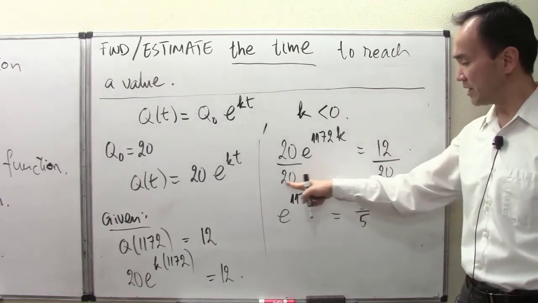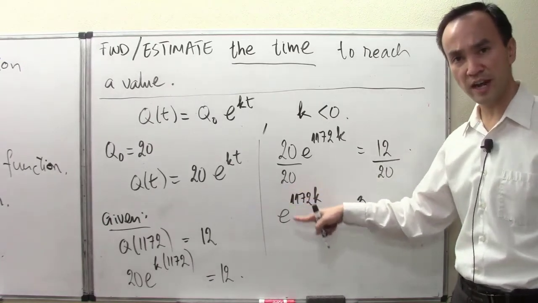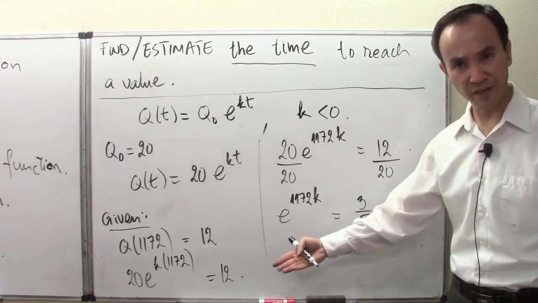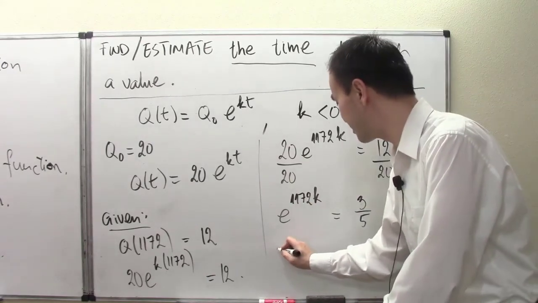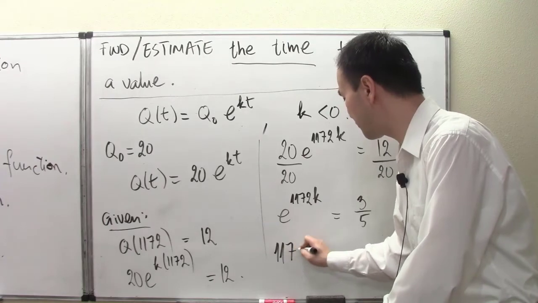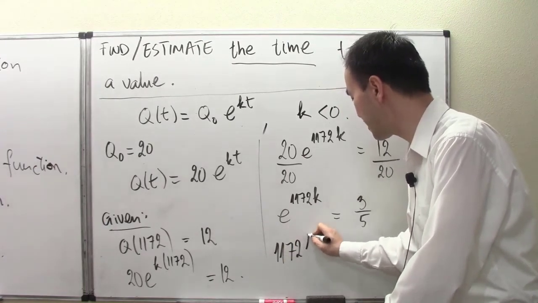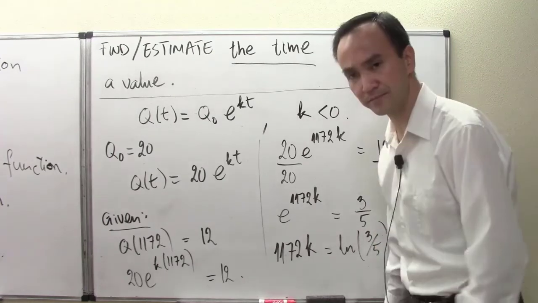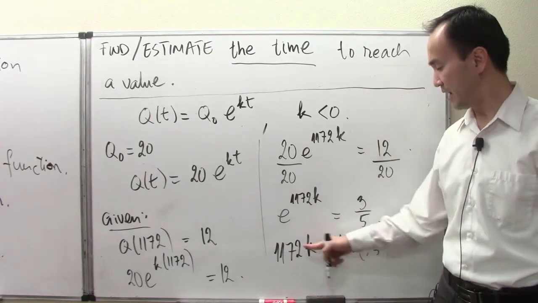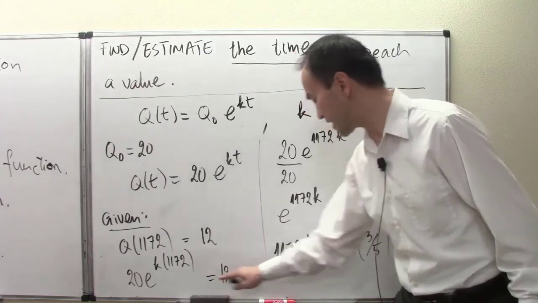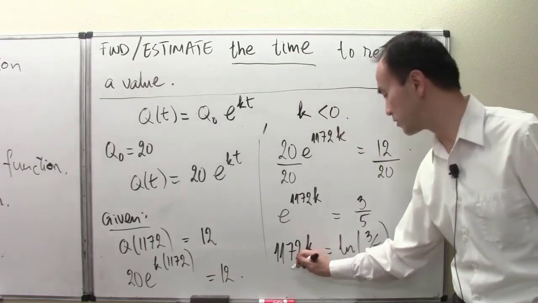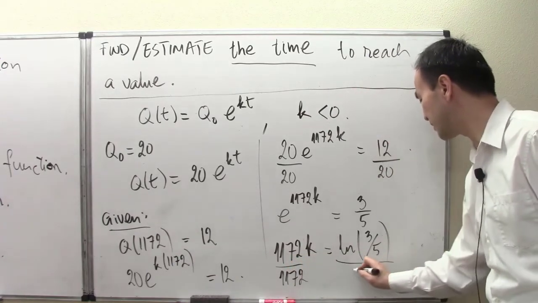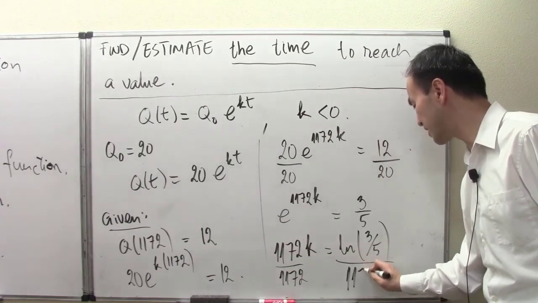And so now this equation here is an equation in exponential form. We will rewrite this equation in logarithmic form, to obtain 1172k equal natural log of 3/5. Once we have arrived at that step, I can easily solve for k by simply dividing both sides by 1172.